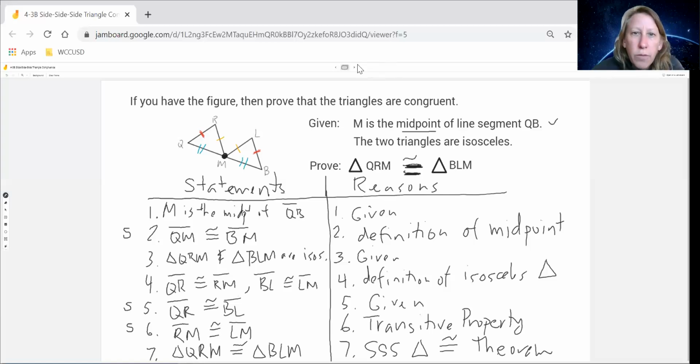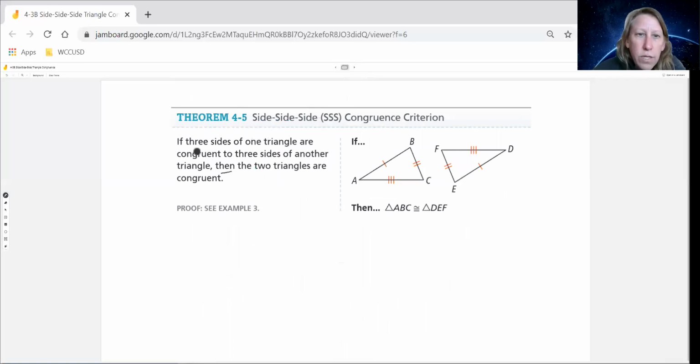Well, let's look at the theorem. It says, if you can show that the 3 sides of one triangle match up perfectly to the 3 sides of another triangle, then you are allowed to say that the 2 triangles are congruent. And that's what we just did. That is one of the ways to show that 2 triangles are congruent. We have 2 ways so far. Actually, we have 3. 2 ways with the letters that we've talked about.